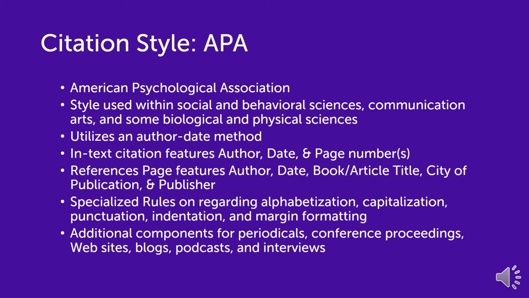The APA, also known as the American Psychological Association, maintains the citation style for a majority of social and behavioral sciences. Psychology, communication arts, sociology, and some biological and physical science courses use APA style. APA publishes a handbook titled Publication Manual of the APA, which researchers can use to determine how to cite in text and build an APA reference list.